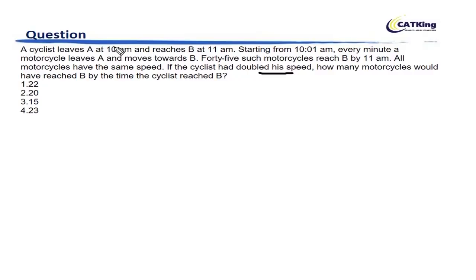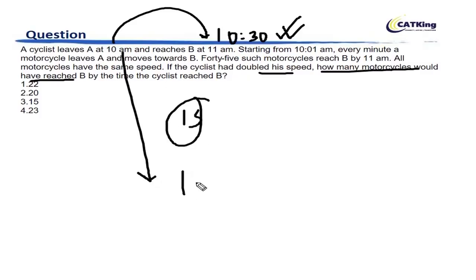which basically means that now the cyclist will reach B at 10:30, because his speed will double, so the time will become half. So he will now reach at 10:30. So how many motorcycles would have reached B? Now you have to realize that the motorcyclist's speed is still the same. So every motorcycle will take 15 minutes to reach. So therefore in this case, the bike leaving at 10:15 will reach B at 10:30.